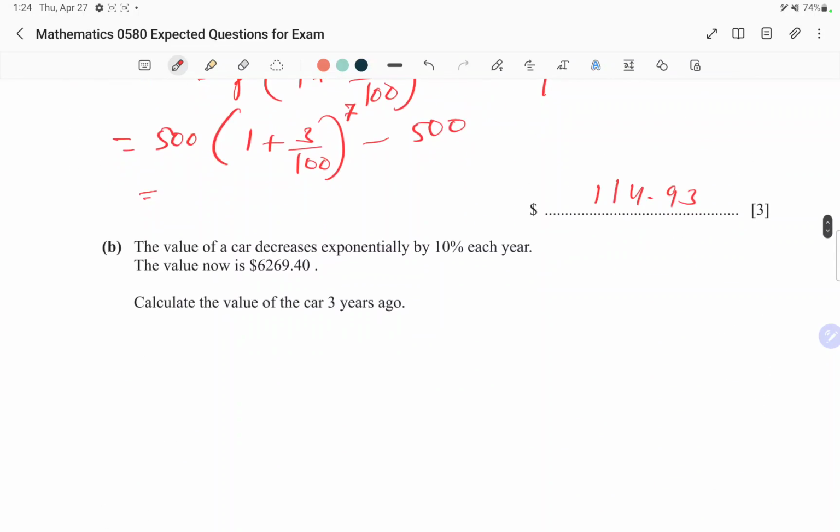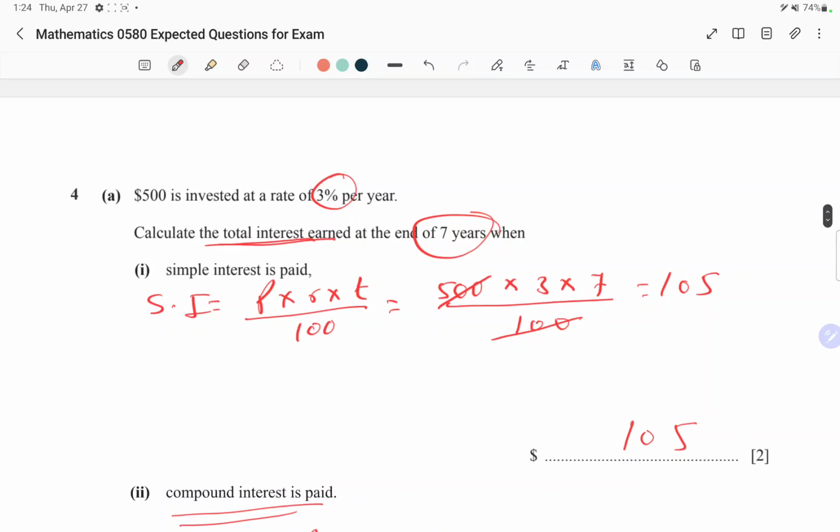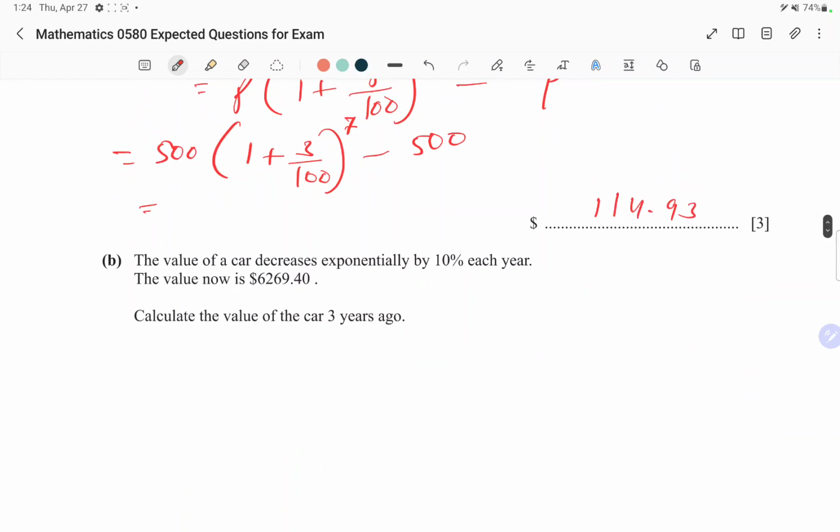Okay, now the B part. It's completely different. It's not related to A. The value of the car decreases exponentially by 10%. The value now is $6,269.4. Calculate the value of the car 3 years ago. No problem.